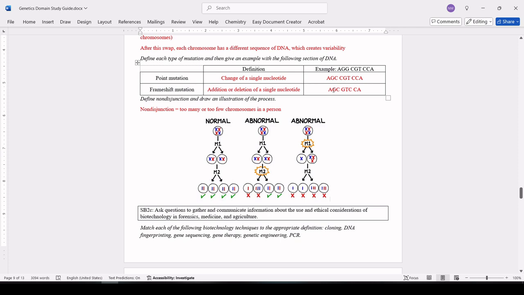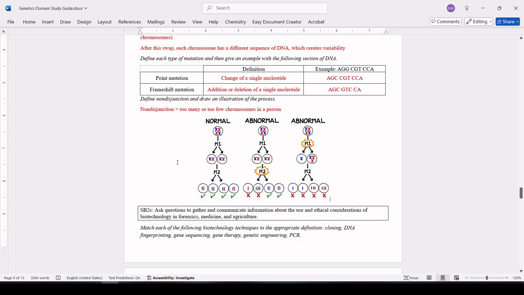I'm changing one letter. Frame shift is where I've either added or deleted. So if you look at that second sequence here, I deleted one of the C's from the third group of three. So the two types of mutations that can happen within DNA is a point mutation where you just have a single change, or a frame shift where I add or delete. For a chromosome, I have non-disjunction. This is where Down syndrome comes in, where you would get too many or not enough.